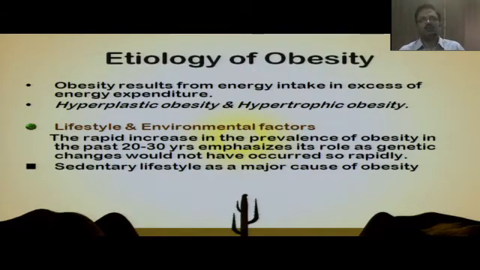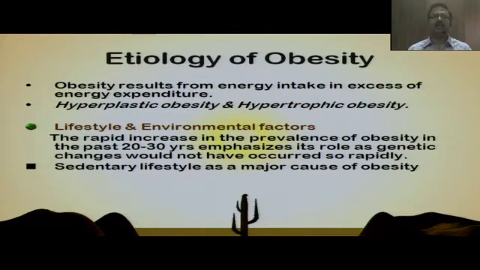There are two types of obesities: hyperplastic obesity and hypertrophic obesity. In children, most commonly seen is hyperplastic obesity, in which the number of adipose tissue cells increases as compared to the size of the adipose tissue. And in adults, we can see not only an increase in the number of adipose tissue cells, but also the size of the adipose tissue increases. So we can call the obesity in adults not only hyperplastic but hypertrophic.